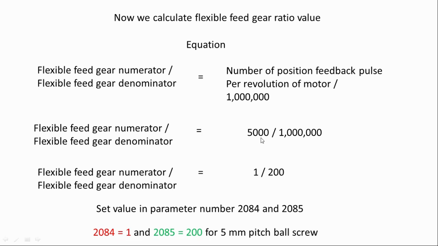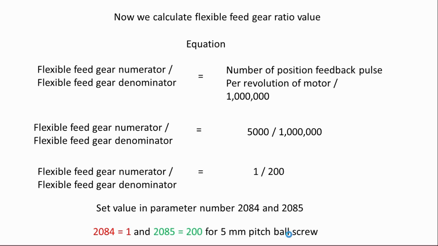So if you do this, you will get 1 by 200, and now you have to set the parameters. Number 2084 value 1 is the numerator, and 2085, this 200, is the denominator. So this is what we have to set for a 5 mm pitch ball screw with a detection unit of 1 micrometer. Like this you have to calculate the flexible feed gear ratio for a linear axis. Understood? The same formula you have to use. Only your detection unit may be different, or the pitch of the ball screw may be different. According to that value you have to calculate. The procedure is the same. And next I will show you for the rotary axis.